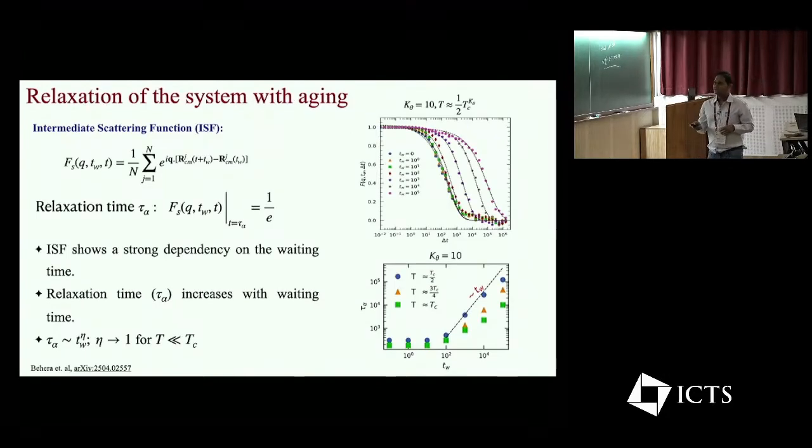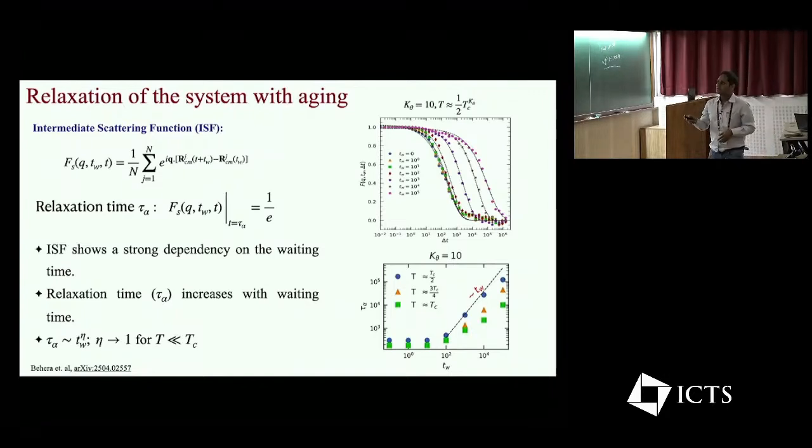The first quantity of interest is how the system relaxes as it ages. So we plot the intermediate scattering function and vary the waiting time. Waiting time basically refers to the time that I wait before I start my measurement. Initially you don't see any effect of waiting time, because the initial high temperature effects following the quench persist for a certain time. Once the system enters a glassy state, as I increase my waiting time, the system takes longer and longer to relax.